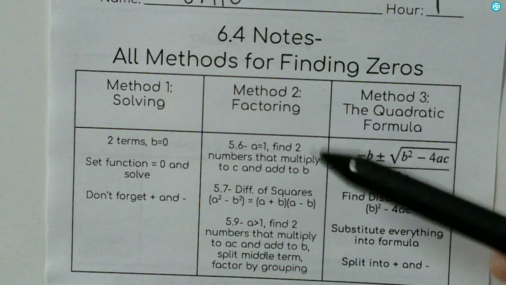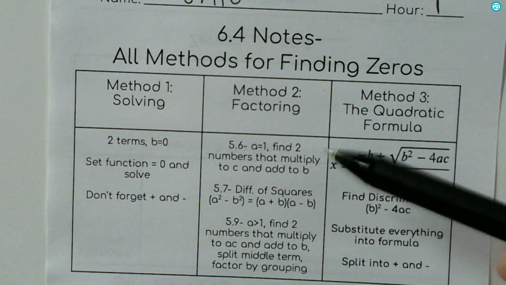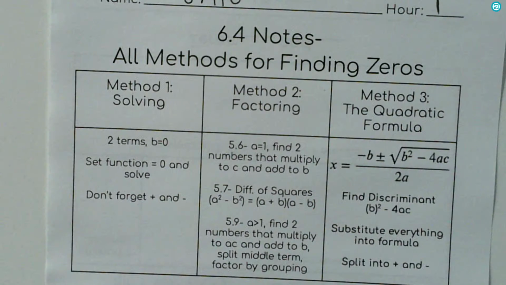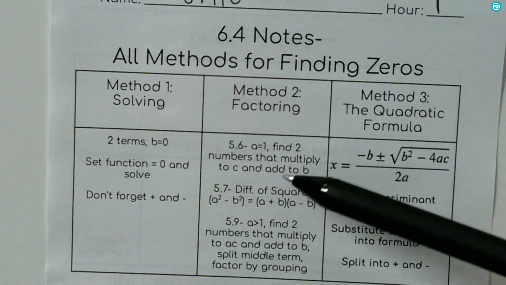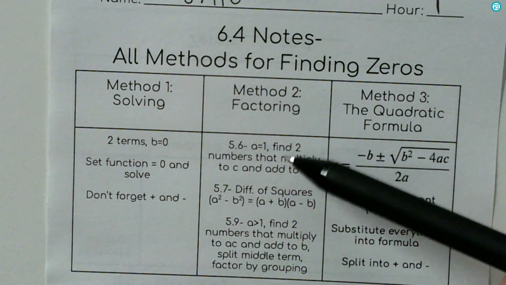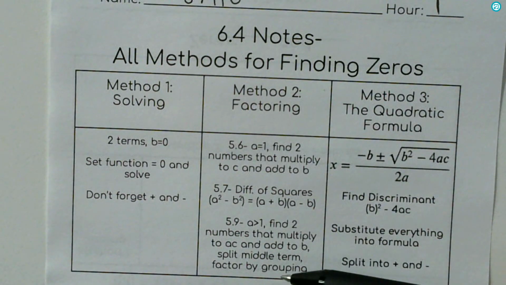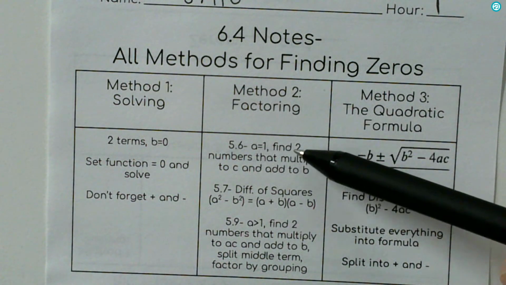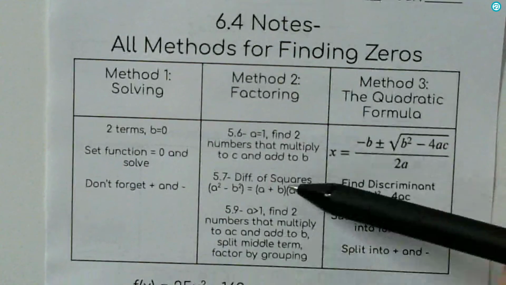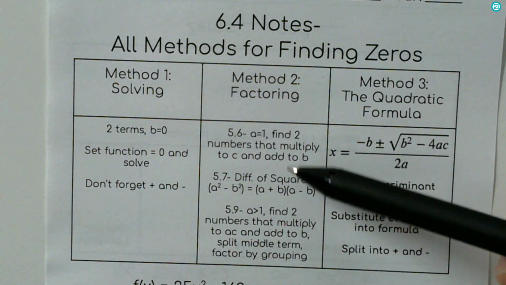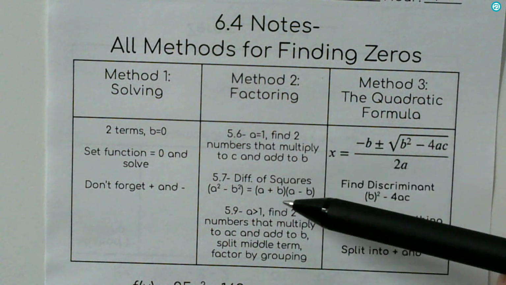Method 2, factoring. So we factor out and we have our two sets of parentheses. I have a few notes here. In 5.6, this is how we factored. In 5.7, this is how we factored. In 5.9, this is how we factored. So if you need to look back at your factoring notes, those are the sections you're going to use. There's three different types of factoring that we've seen.